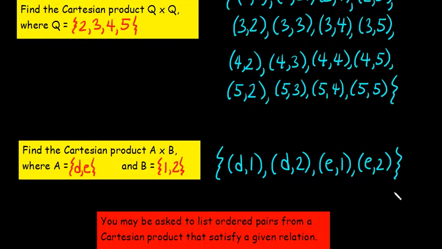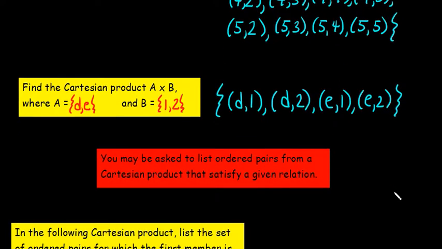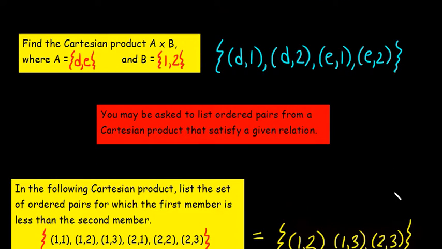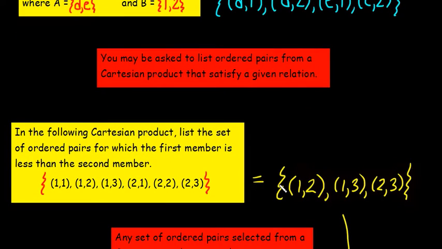Now you may be asked to list ordered pairs from a Cartesian product that satisfy a given relation. And you can hear my dogs maybe barking in the background. They're getting excited. So anyway, try to ignore them if you can hear them.